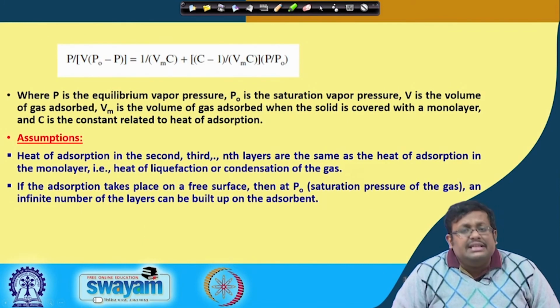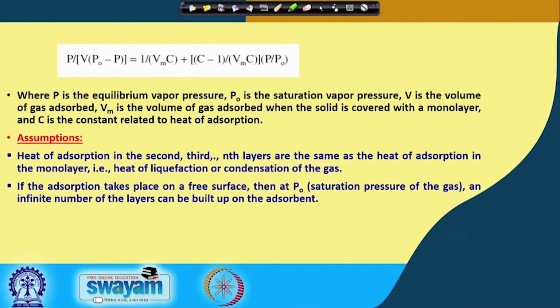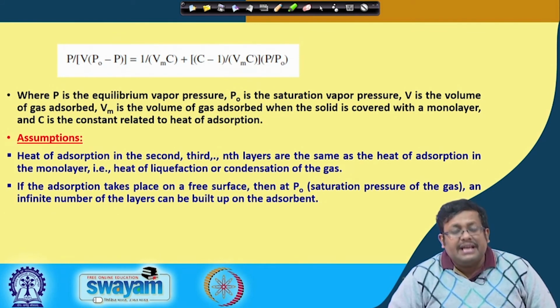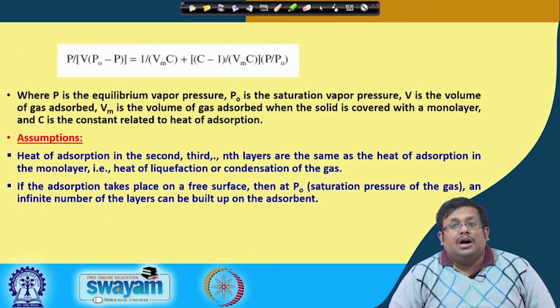So, in this BET equation expression, P is the equilibrium vapor pressure, P0 is the saturation vapor pressure, V is the volume of gas adsorbed, Vm is the volume of gas adsorbed when the solid is covered with a monolayer, and C is the constant related to the heat of adsorption. So, this is basically the equation of the BET isotherm, and these are the meanings of the individual components.